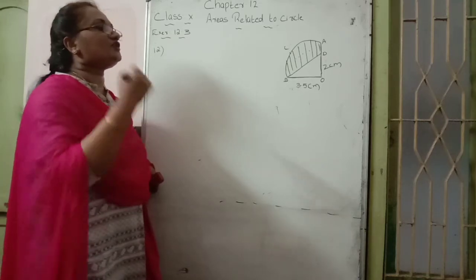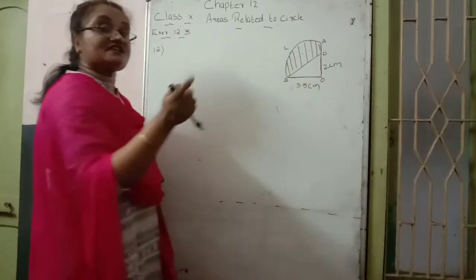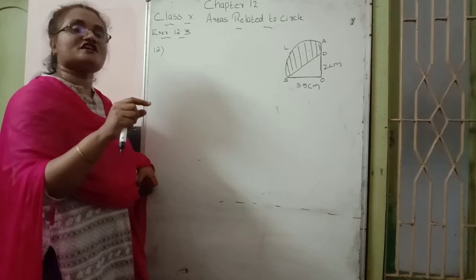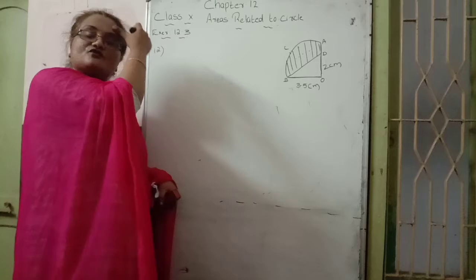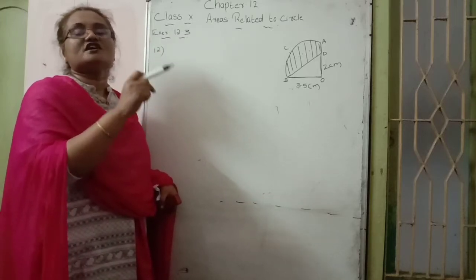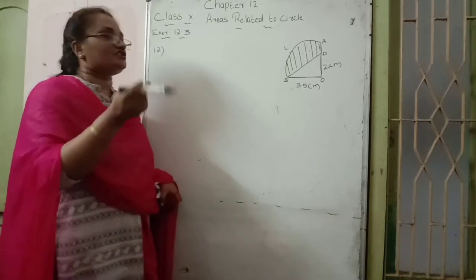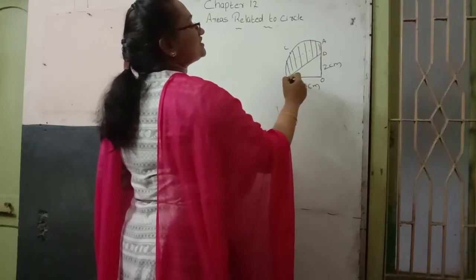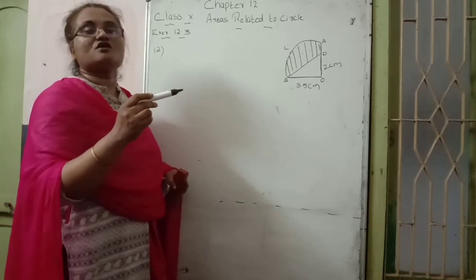How to find the area of the shaded portion? First they are asking the area of that quadrant. First you find that out. What is the formula for finding the area of a quadrant? 1 by 4 pi r square is the area of the quadrant. Second part they are asking the area of the shaded portion. How to find the shaded portion area? Area of the quadrant part is subtracted with the area of the triangle part. Then you get the area of the shaded.